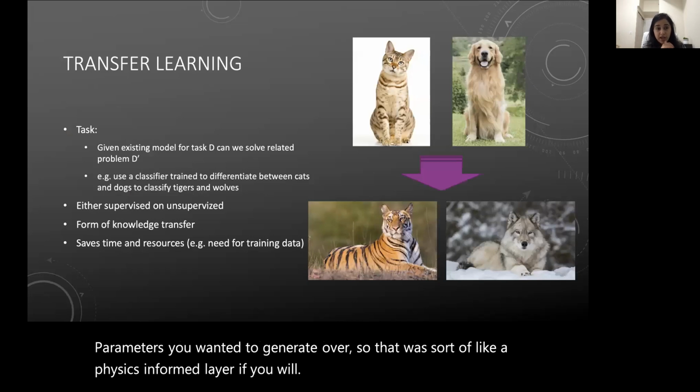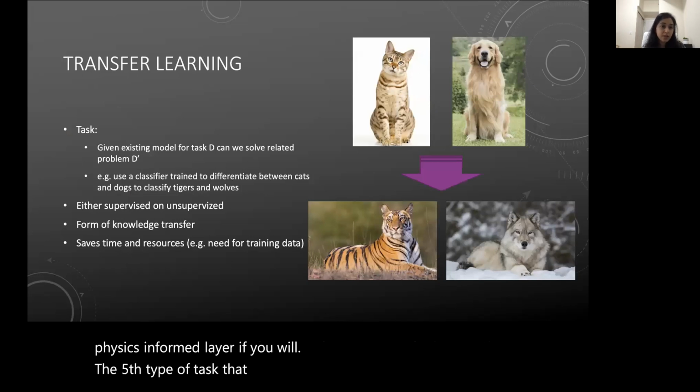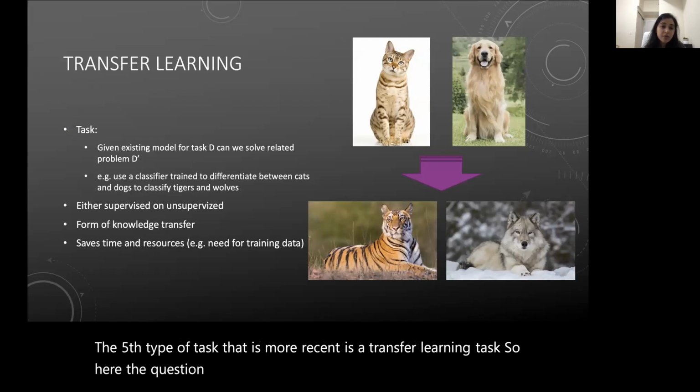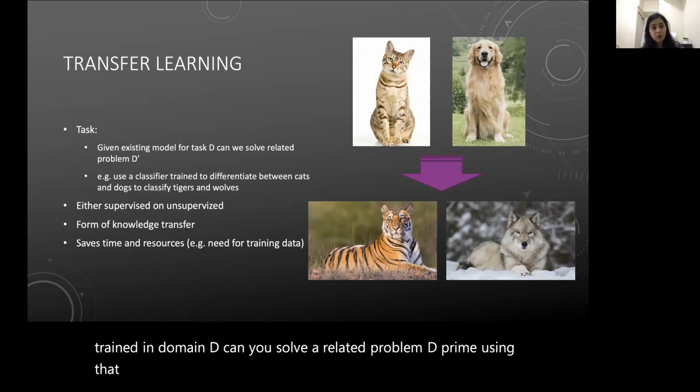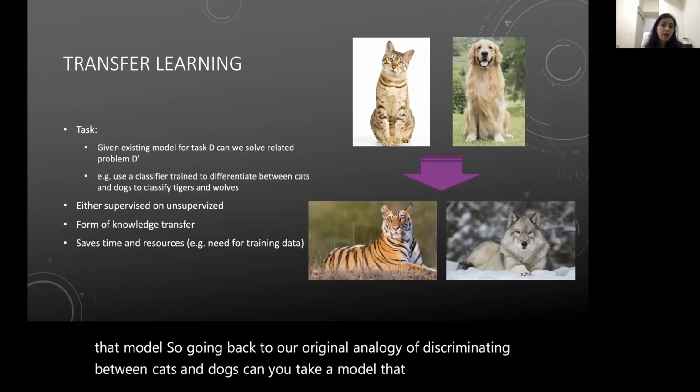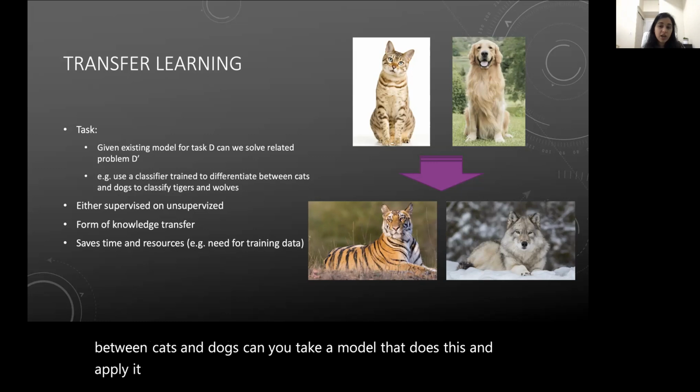The fifth type of task that is more recent is a transfer learning task. So here the question is, if I give you a model that has already been trained in domain D, can you solve a related problem D prime using that model? So going back to our original analogy of discriminating between cats and dogs, can you take a model that does this and apply it to a related domain, such as discriminating between tigers and wolves?